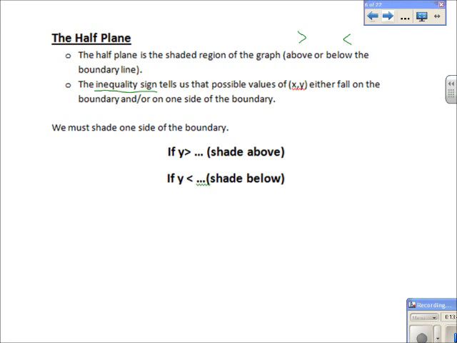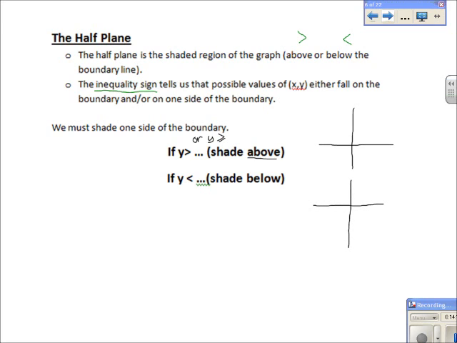If we see y is greater than, or y is greater than or equal to, we are going to shade above. So if our graph looked like this, let's draw.